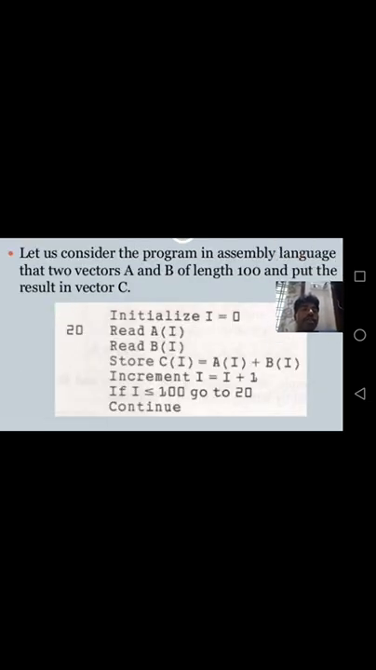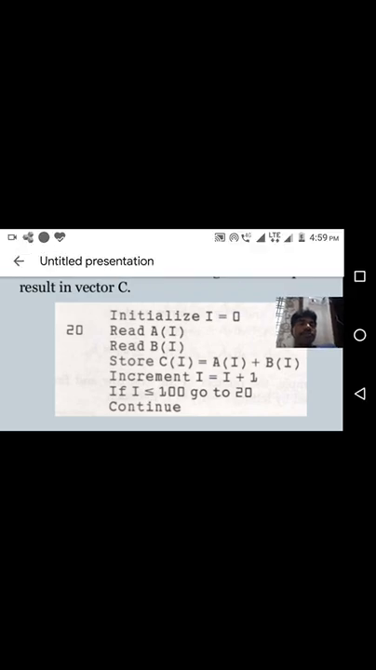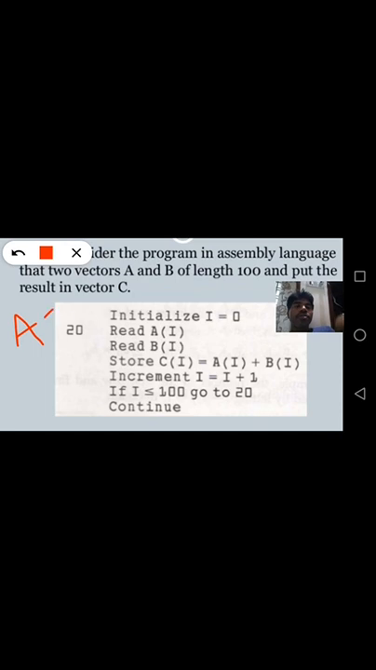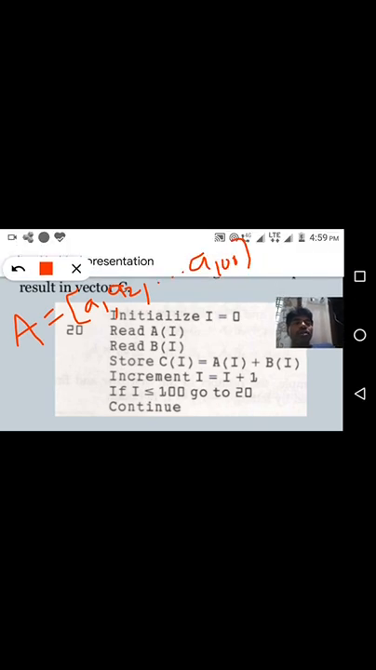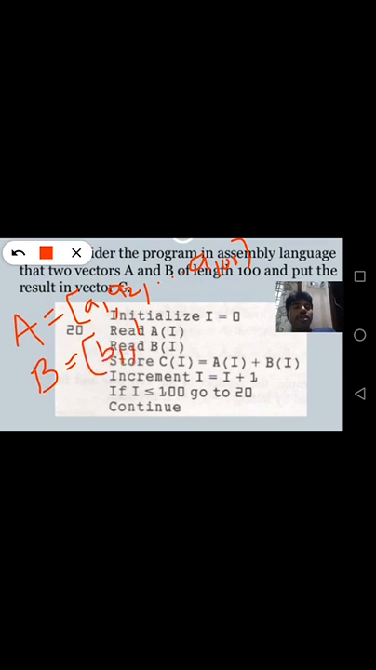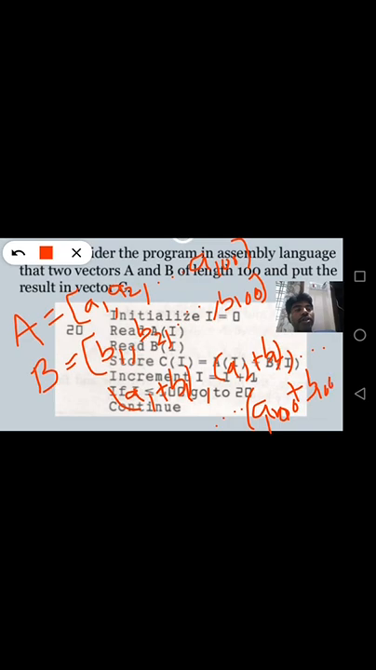Now let us consider a simple program in assembly language which takes two vectors as the input, a and b of length 100, and puts the result in vector c. The input is one vector which contains a1, a2 up to a100, and b is another vector which contains b1, b2 up to b100, and you will add a1 plus b1, a2 plus b2, up to a100 plus b100. Add two vectors a plus b and store in a third vector c.